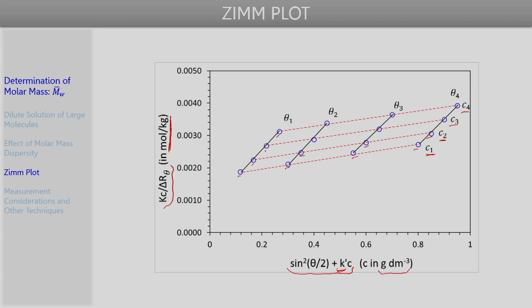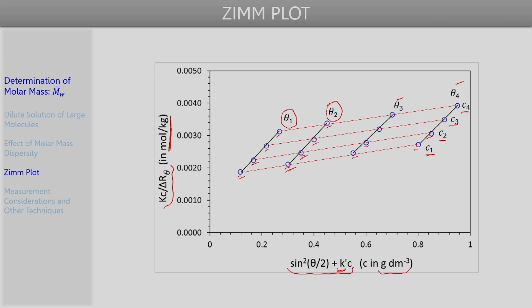So if we consider these 4 points here, these are all obtained for solutions of different concentrations, but all at the same scattering angle theta 1. Similarly, these 4 are drawn at the same scattering angle theta 2, but the polymer solution concentration is changing. Similarly for theta 3 and theta 4 as well. So we have a grid of points, and we have just joined the points which have been obtained for the same concentration, as well as points which have been obtained for the same scattering angles.